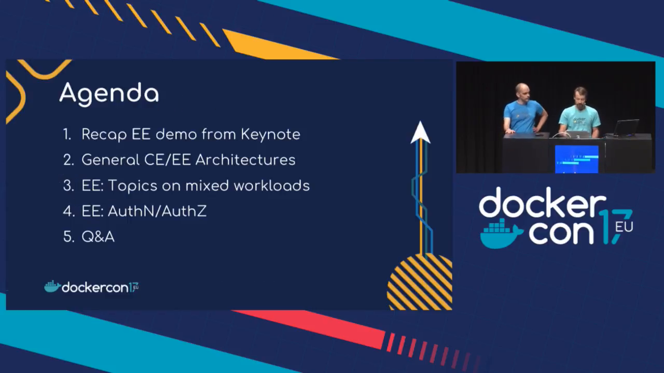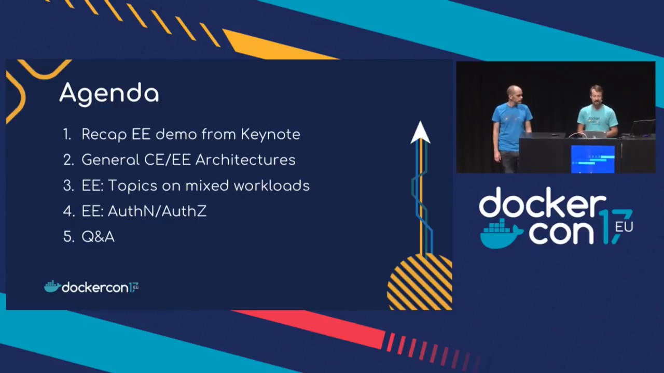All right. So what are we going to talk about? So first, we're going to give a quick recap of the demo that we gave at the keynote. But we're actually going to throw some bonus features in that we didn't have time to show off during the keynote to show some of the other capabilities of the platform. Then we're going to go into the general architecture for both CE and EE and how Kubernetes has been integrated. Talk about the major moving parts and how those pieces fit together.